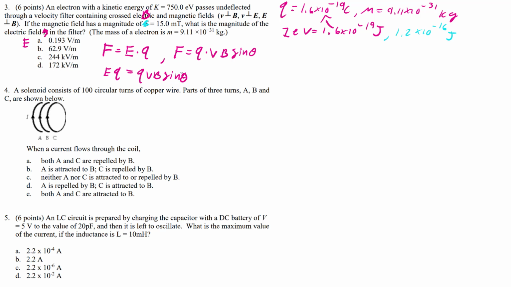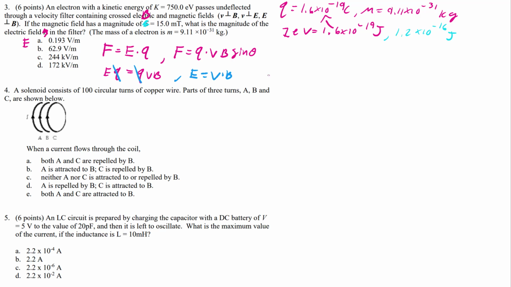Well, it says that it was perpendicular, and so sine theta is just 1. So we're going to ignore sine theta. And notice that these Q values, the charge, are going to cancel. And so really, all I have is that the E field, which is what I'm trying to solve for, is equal to the velocity times the B field. Well, what's the problem? The problem is that I do have the B field, it's 15 milliteslas, but I don't have the velocity. So what can I do?